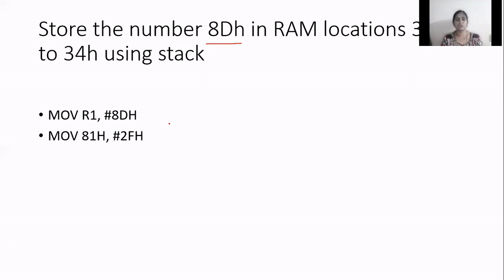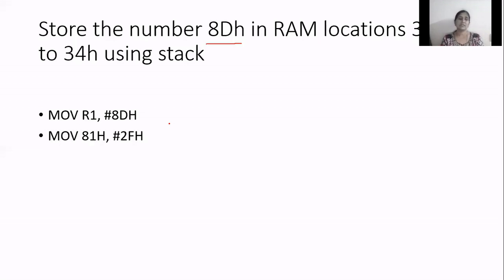81 is the location of the stack pointer. Why the value #2F? Because I am using locations 30H to 34H as a stack now. The first data has to be stored in the 30H location. So in order to do that, I'll first initialize my stack pointer to 2F. If I initialize it at 2F, when I do the first push operation, the stack pointer gets incremented from 2F to 30H, and then the data is pushed onto the stack area. So because of that, I will initialize my stack pointer as 2F.